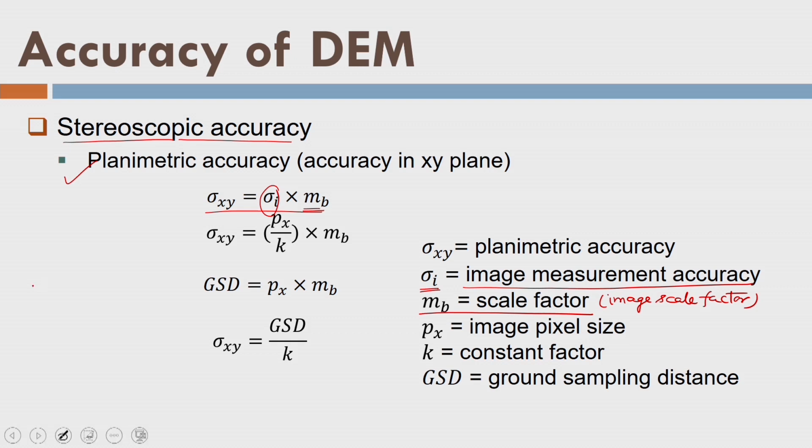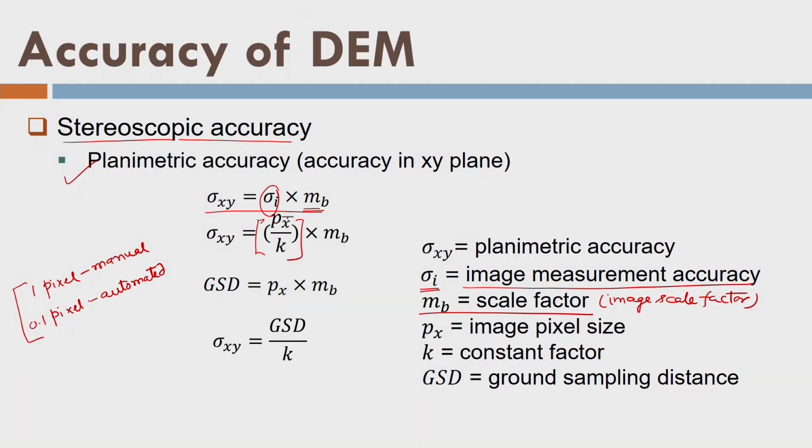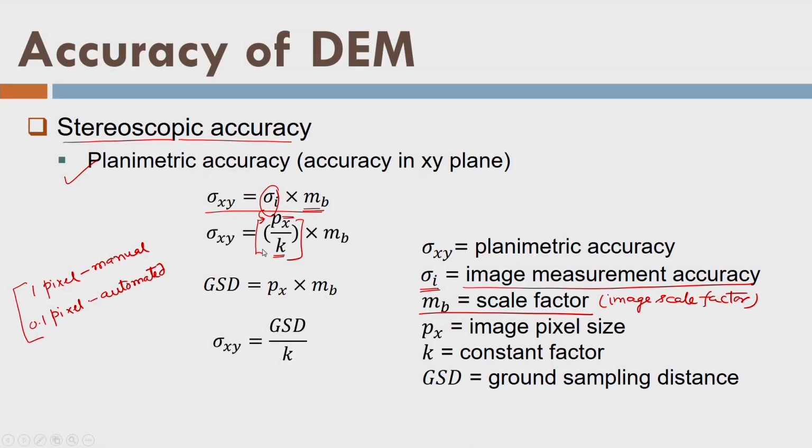This could be 1 pixel. If I am doing manual work, this could be 1 pixel, and it could be as good as 0.1 pixel if I am doing automated point generation, automated control point generation or automated point selection. There are many other sources of errors that finally give some kind of accuracy. So I divide by the pixel size px, expressing my sigma I in terms of pixels: 2 pixels, 3 pixels, 0.9 pixel or 0.1 pixel. So I am playing with a factor called k such that I can generate 0.1 pixel, 1 pixel or 2 pixels, whatever I want. The k factor is like that.